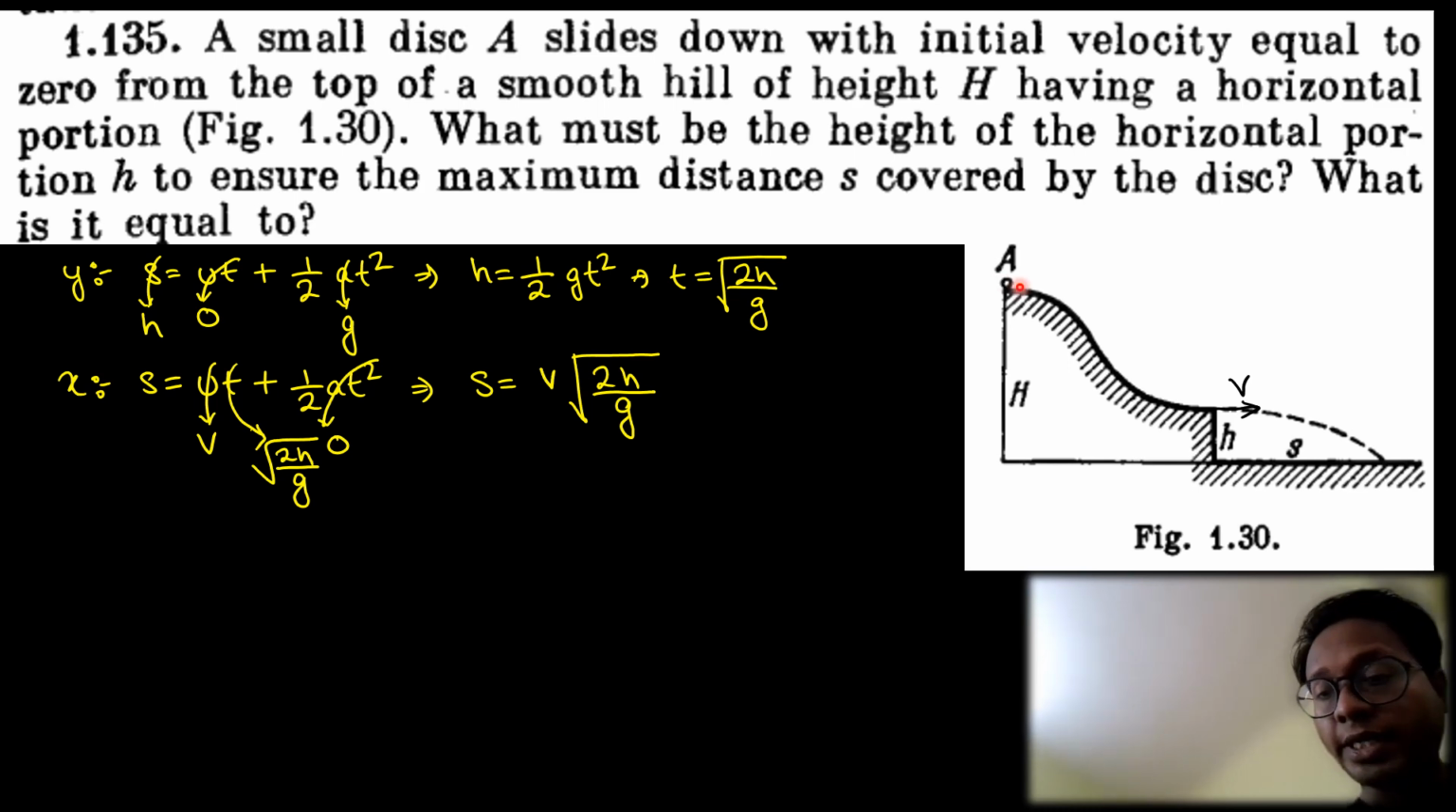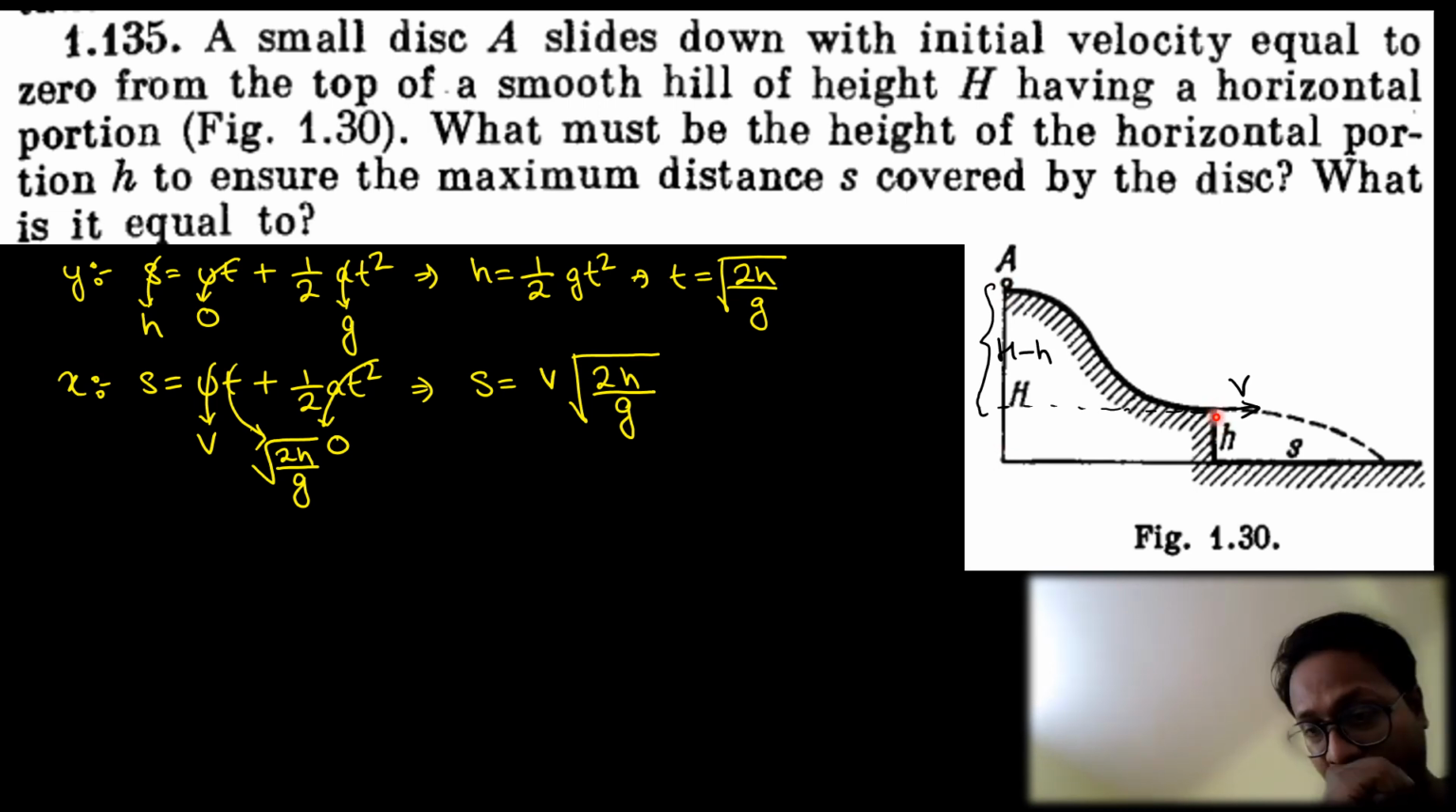Now the ball started from here and reached out here. So first I need to find the velocity in terms of capital H and small h. Effectively, this height is nothing but capital H minus small h, because capital H is the entire height and small h is the smaller height. Can I apply the work energy theorem between these 2 points? Of course I can.